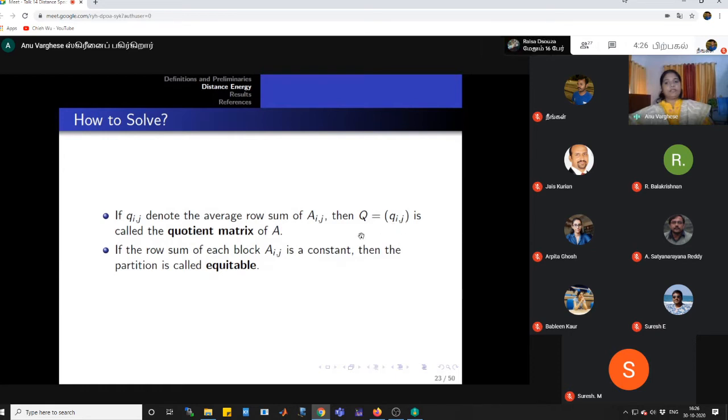Sometimes the row sum may be a constant. In that case, the average row sum will be that constant row sum of that block. In such cases, we call that partition an equitable partition. If the row sum of each block Aij is a constant, then the partition is called equitable. The constants may be different for different blocks.